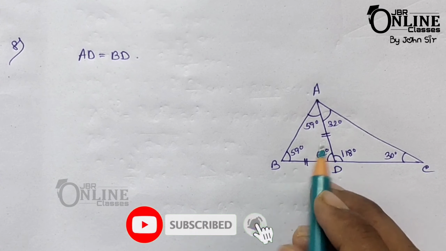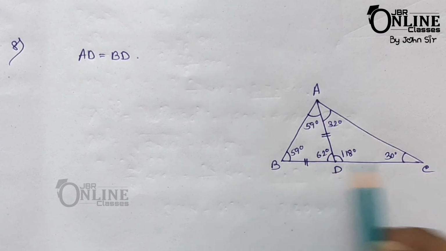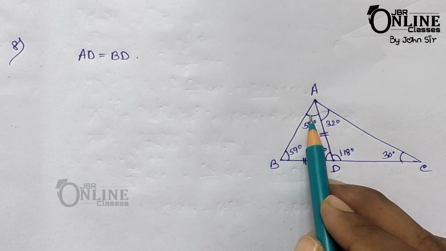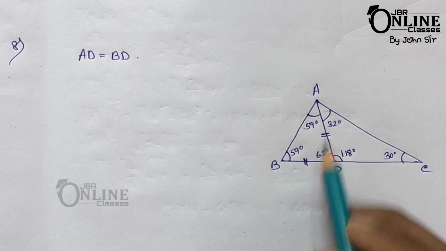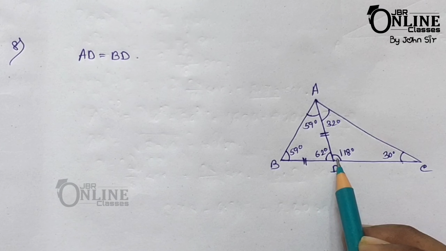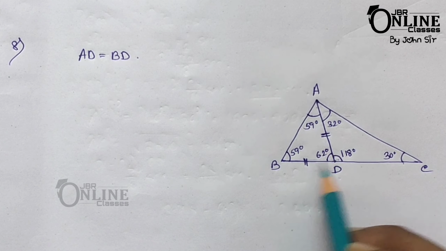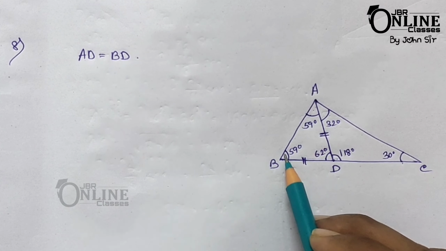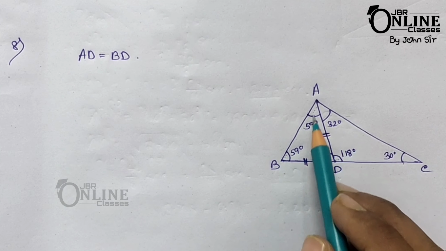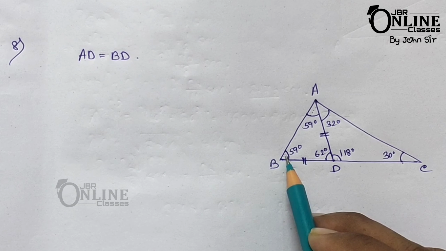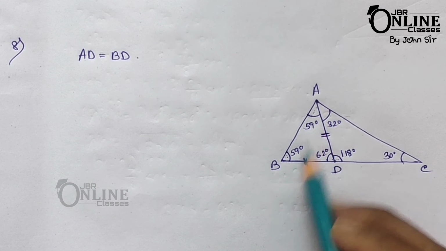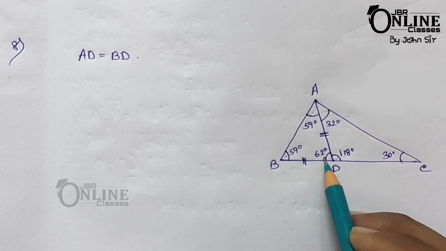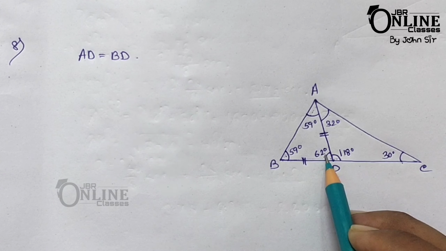I need your support. So here in this triangle ABC, it's given that this angle is 59, this angle 32, and these two sides are equal. That means AD equals BD, it's given. If AD equals BD, that means these two angles will be equal. So if this one is 59, this one is also 59. And in this triangle ABD, if these two angles are 59, the rest of the angle equals 62.